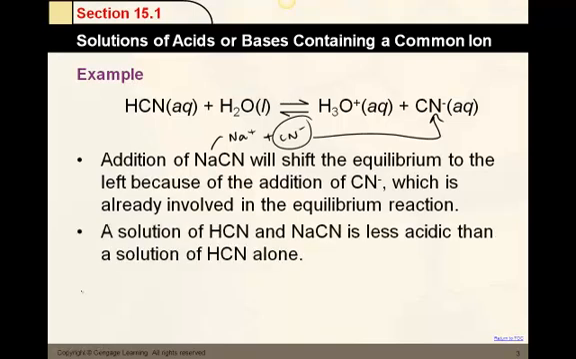And you'll notice it says a solution of HCN and NaCN is less acidic than a solution of HCN alone. And that makes sense because of course the H3O+ ion, which is the major contributor of the pH, the hydrogen ion, if we add more cyanide, it's going to shift to the left, and that shifts away from the production of those hydronium ions.